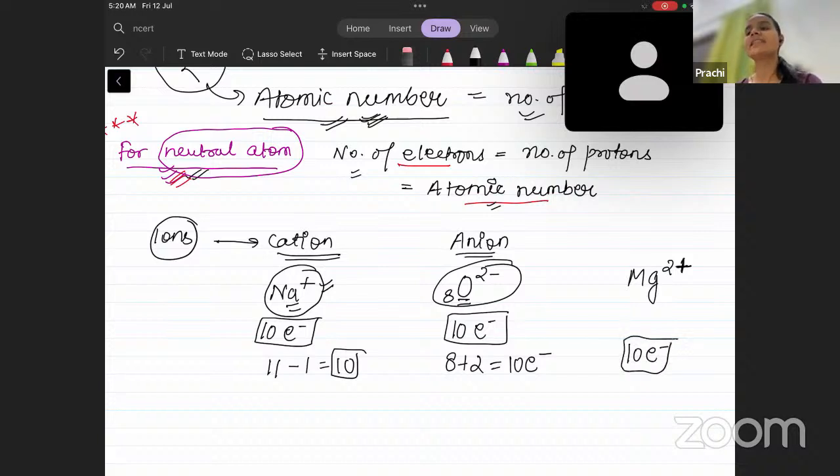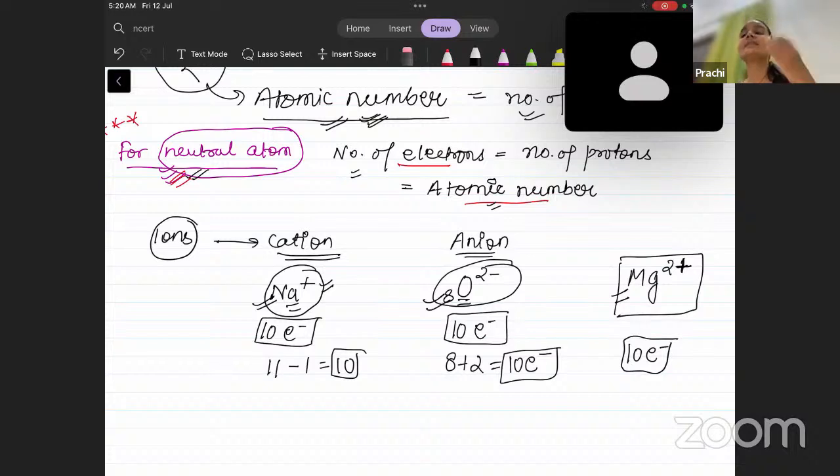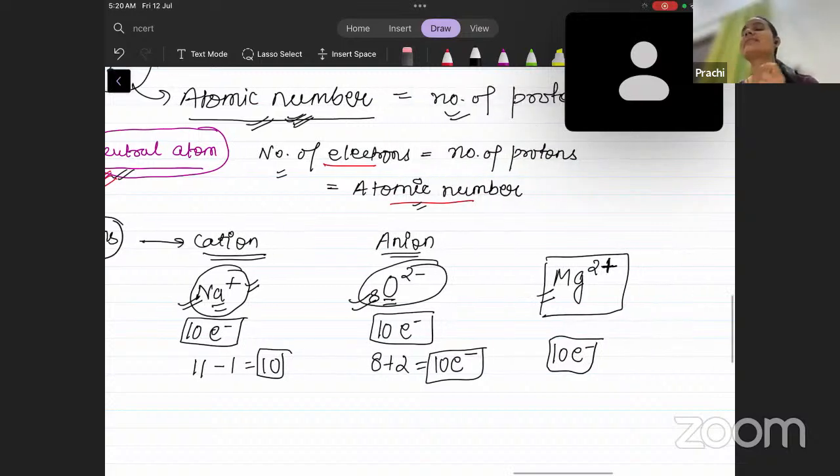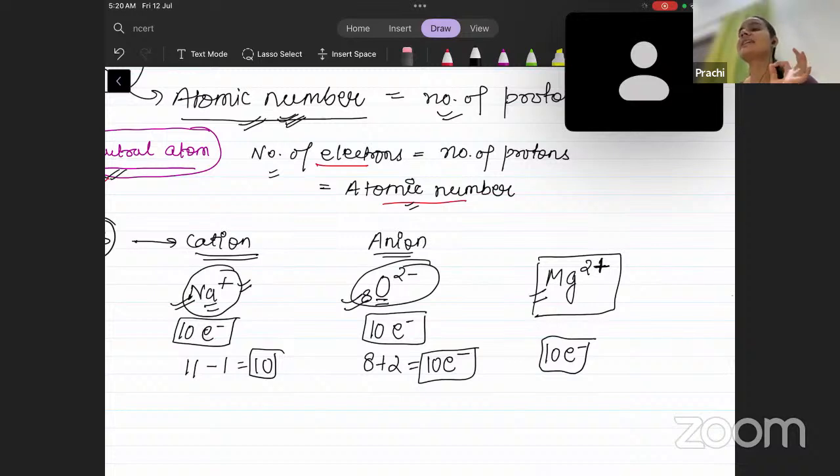So what you can see here is all of these species, Na positive, O2 negative and Mg2 positive, all of them have the same number of electrons. Be it a polyatomic ion or a monoatomic ion, it can be anything. Right now we have monoatomic ions. The species which have the same number of electrons will be known as isoelectronic species.